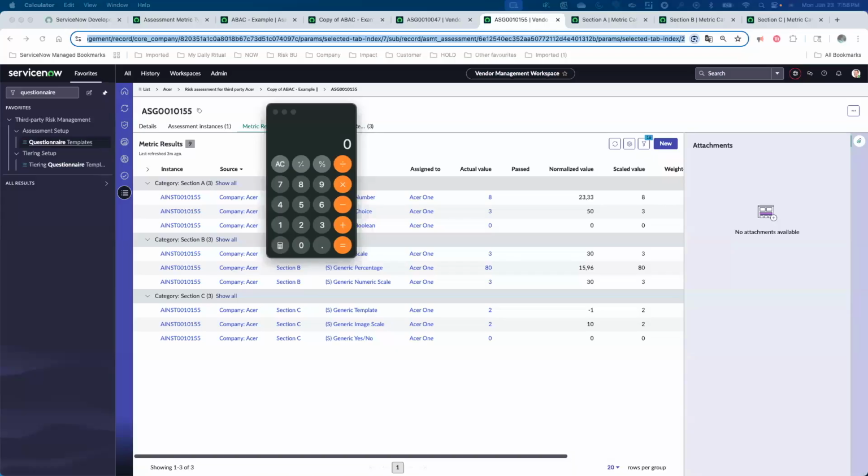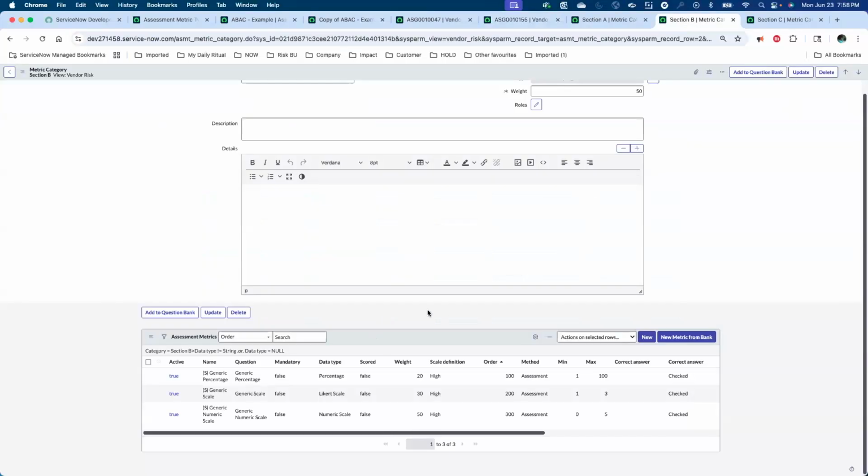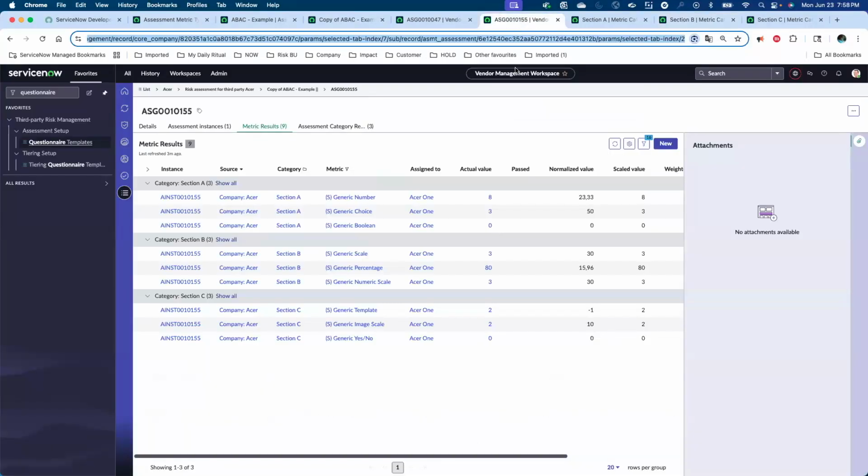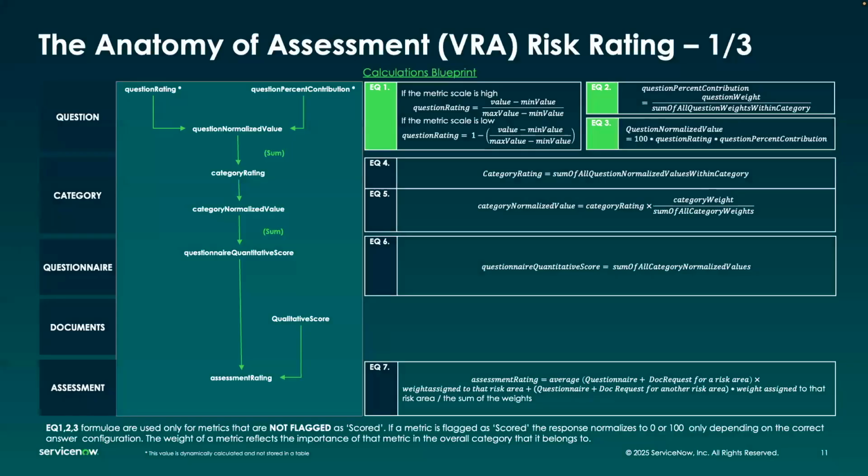And the weight of this question is going to be important. So let's look at the weight of percentage. The weight of percentage is 20. So coming back over here, that is 20 by 100. That's the weighted average, and then multiplied by 100. Again, going back to the calculation blueprint, what we got for question rating is 79 by 99, multiplied by question percentage contribution 20 by 100, and multiplied by the constant value 100.